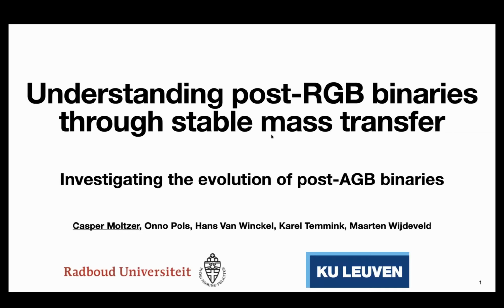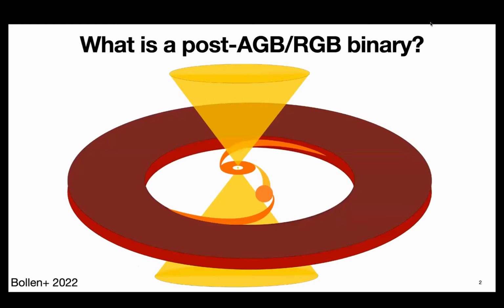So let's start with what is a post-AGB and post-RGB binary. Hans already touched upon it. They are a binary containing a post-AGB or post-RGB star with what we think is a main sequence companion. And as Hans already said, these are most likely surrounded by circumbinary disks, and we even see jets emanating from these systems. This is all shown in this schematic on the slide.